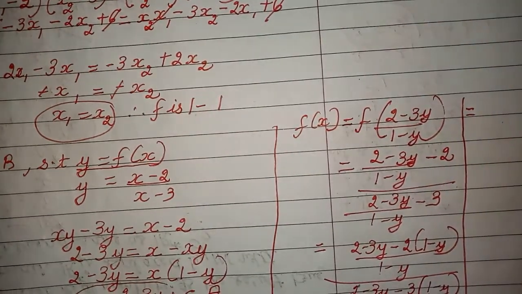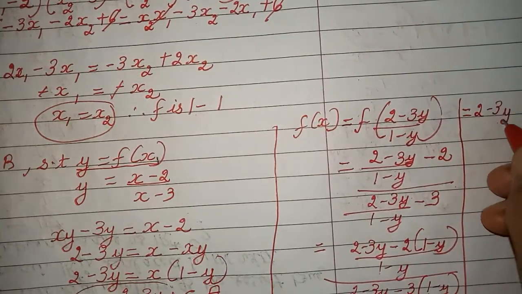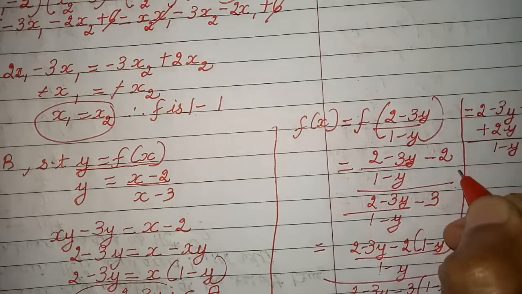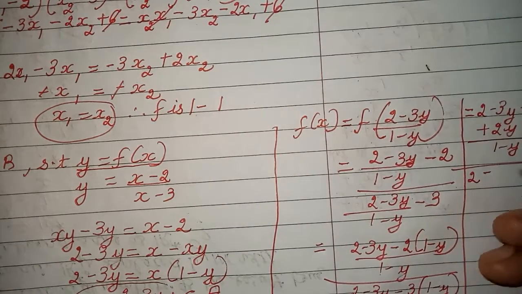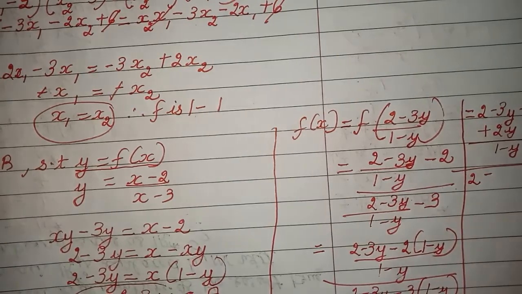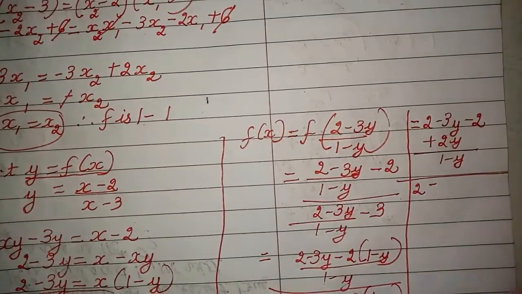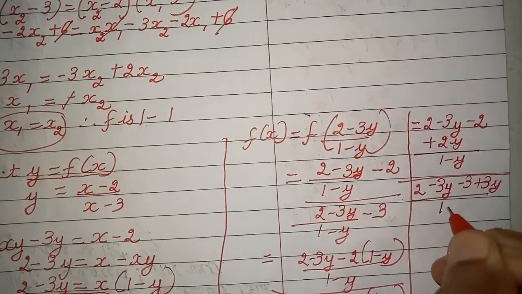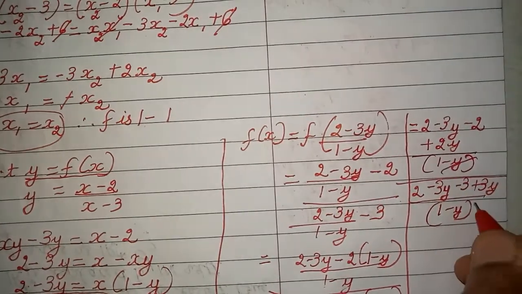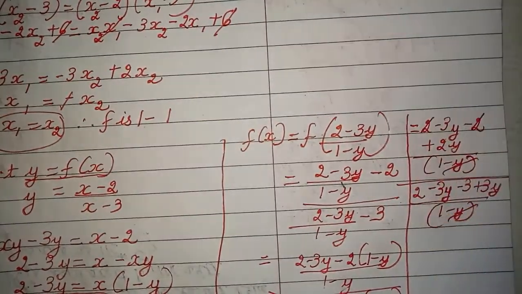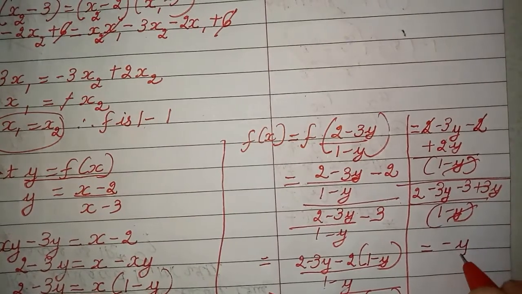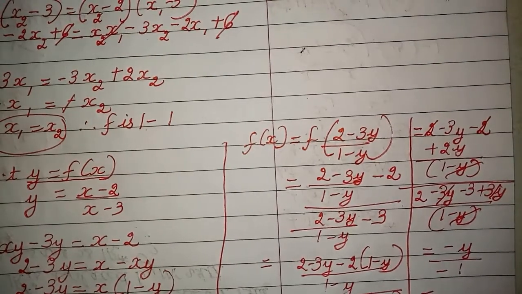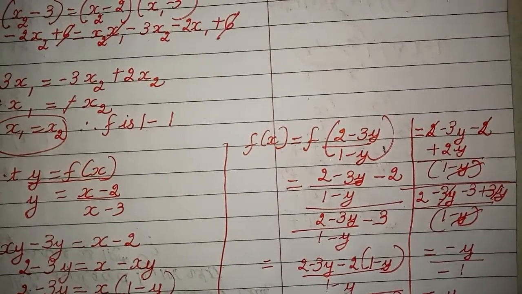So I am going to get here (2 minus 3y minus 2 plus 2y) divided by (1 minus y), whole upon (2 minus 3y minus 3 plus 3y) upon (1 minus y). So this 1 minus y will get cancelled. 2 and minus 2 will get cancelled in the numerator, so the numerator remains minus y. In the denominator, minus 3y plus 3y get cancelled, and 2 minus 3 is minus 1. So I am going to get f of x equal to y.